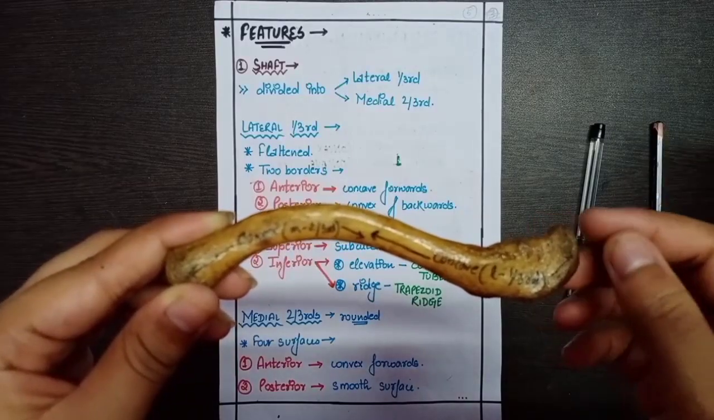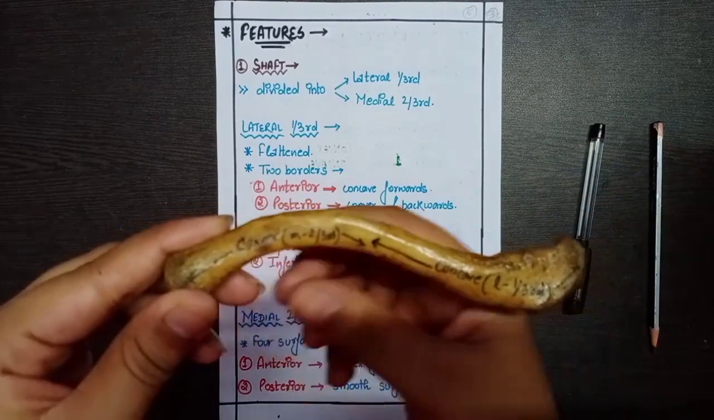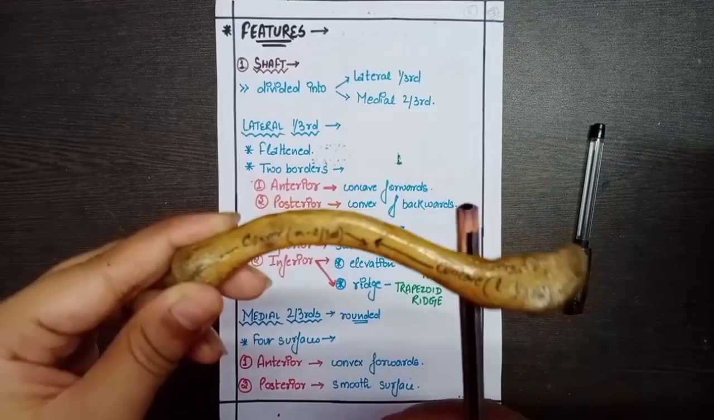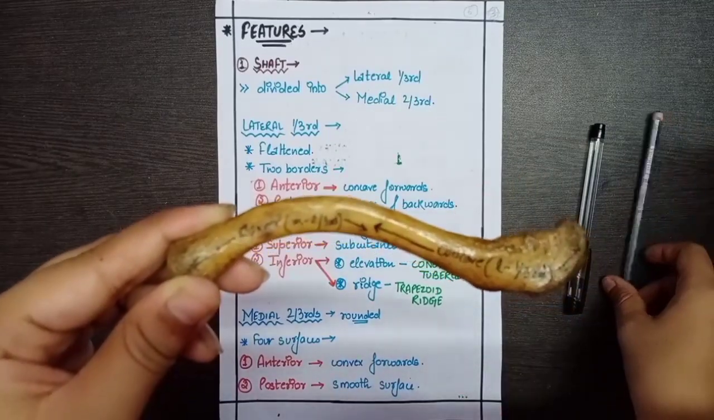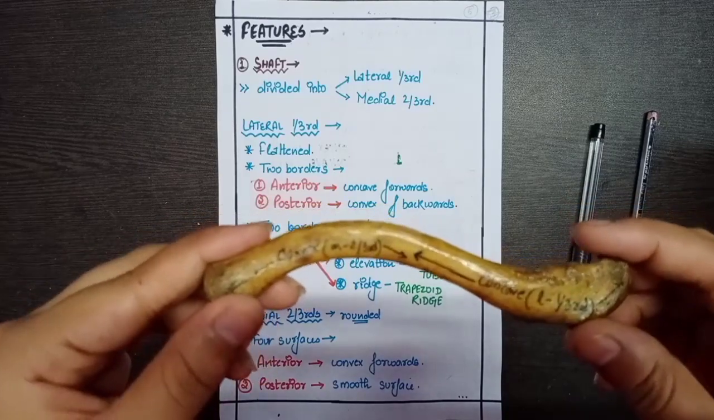Now we will go through the features of the clavicle bone. First we will go through the features of your shaft. See the notes also. Okay, see the notes and then see the bone. The soft copy of the notes would be available on the Insta page. So don't worry about the notes now.